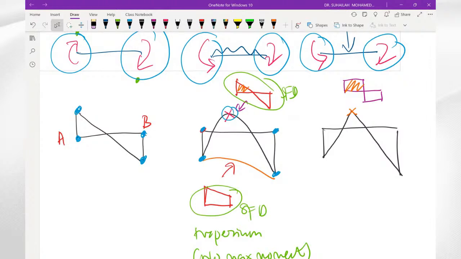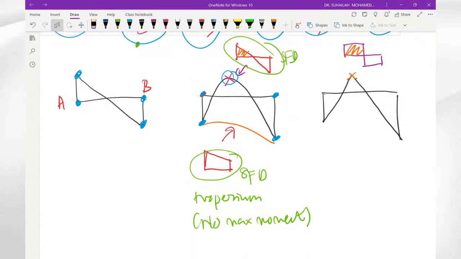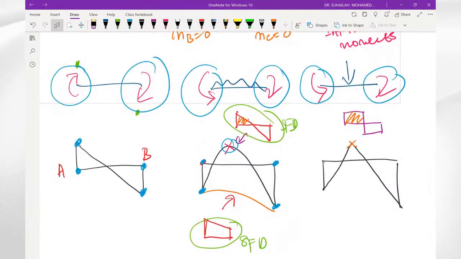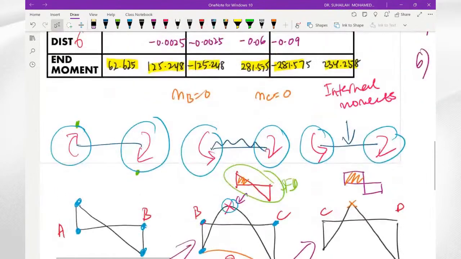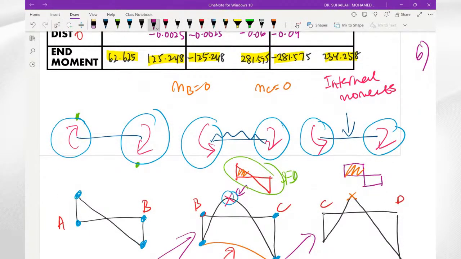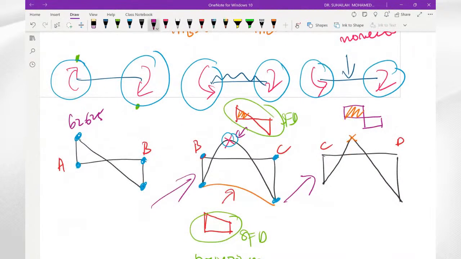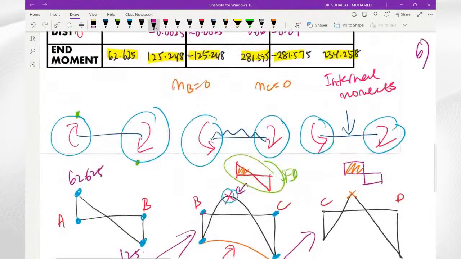So today, I will show you how we can determine the values in this diagram as well as this diagram. This will be B and C, and this is C and D, because AB is now settled. For AB, the value is 62.625, this is 62.625, and this is 125.248.